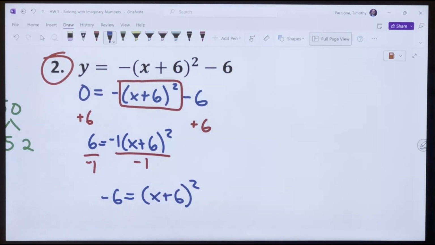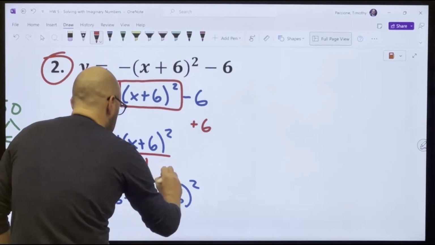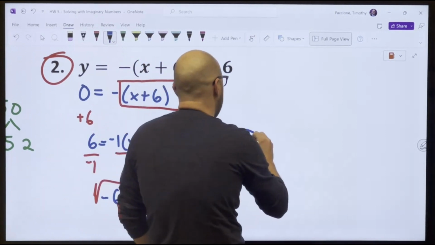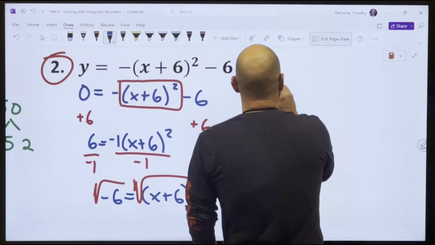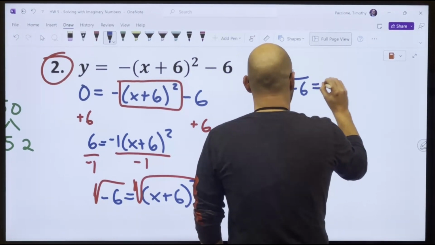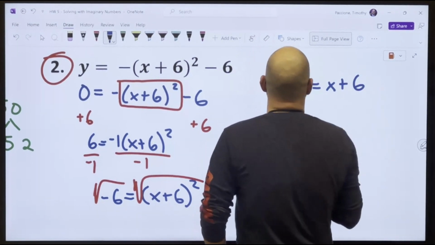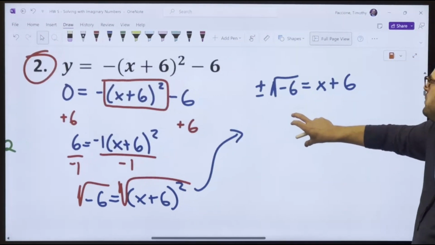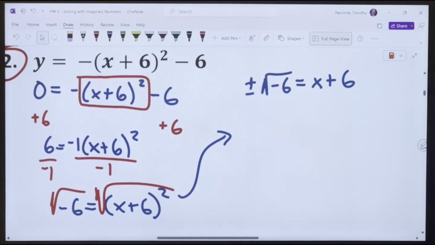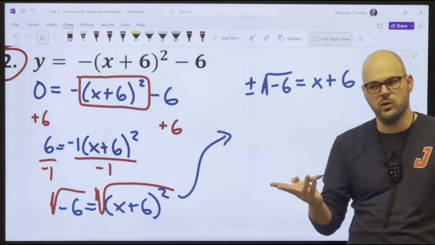So now I can square root both sides, right? Now I know I can square root here and square root here. What ends up happening is I get plus or minus the square root of negative 6 equals x plus 6. Okay, so the square root of negative 6, right? Not a perfect square, and in fact, no perfect squares go into it. But I still need to simplify it because I don't square root negatives. That's not something we do in the real world.